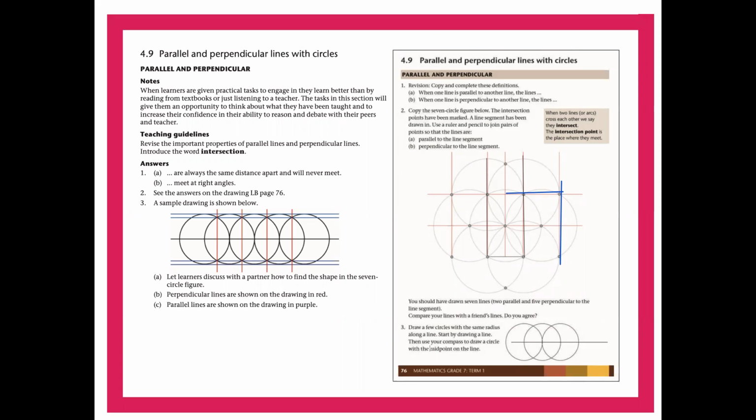Okay, then for 3, draw a few circles with the same radius along a line, so just keep on going. Start by drawing a line, and then use your compass to draw a circle with the midpoint of the line. So you draw the one circle. After that, you find its midpoint, and that's going to be the starting point of your next circle. Then you find that midpoint, and that's going to be the starting point of your next circle, and so onwards.